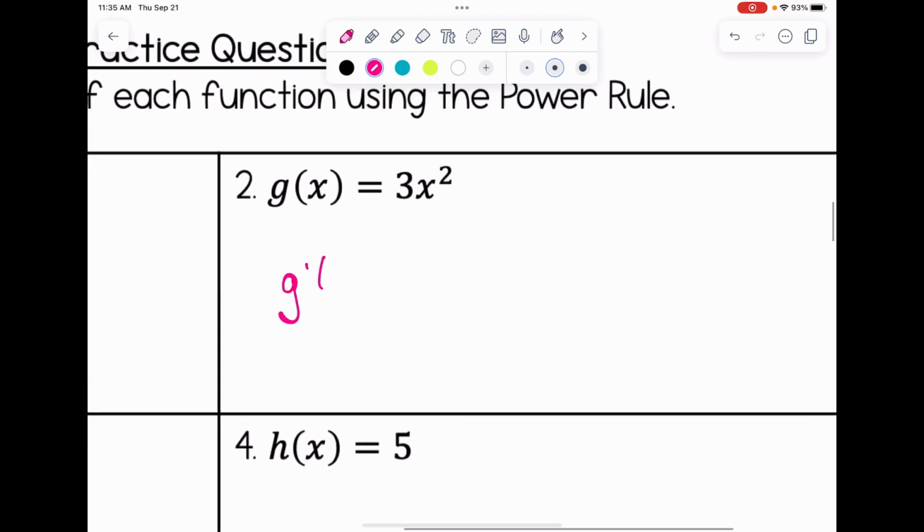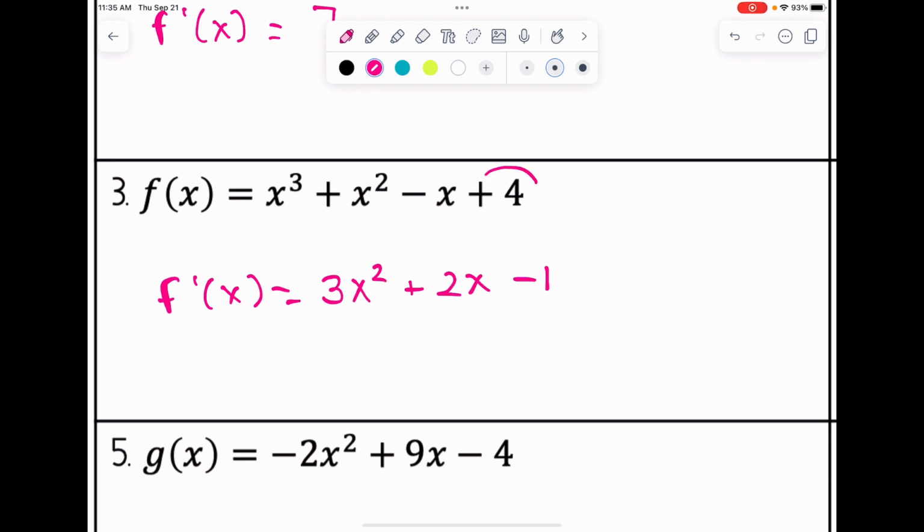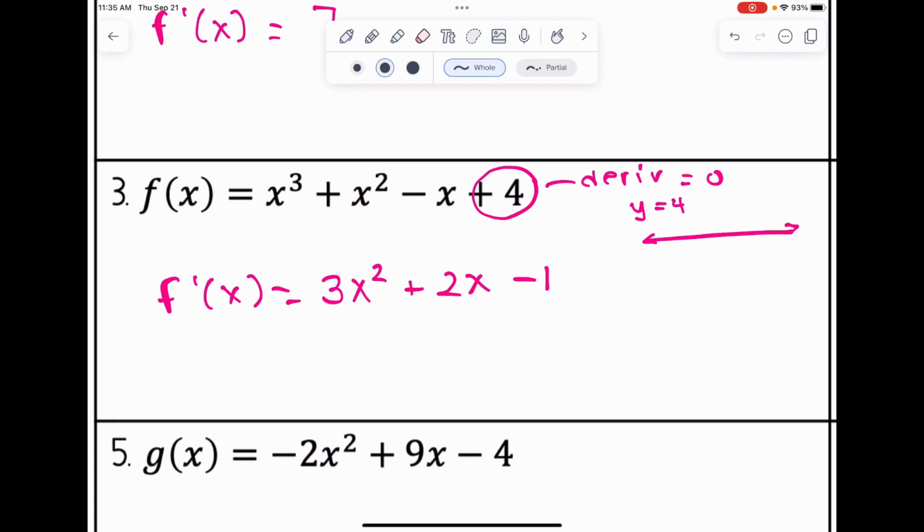Number 2, g prime of x is equal to 6x. Number 3, f prime of x, 3x squared plus 2x minus 1. Basically, anytime you have a constant, the derivative of a constant is equal to 0. Think about if you had the line y equals 4. Isn't it a horizontal line? The slope of any horizontal line is 0. Okay, so that's why that works out.